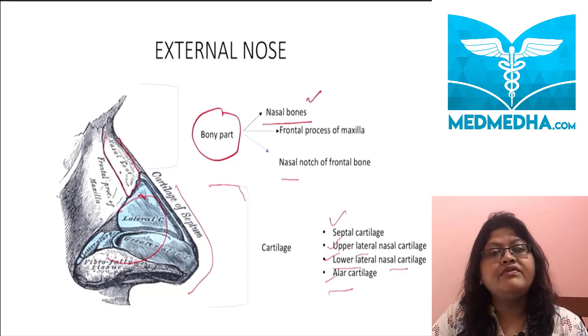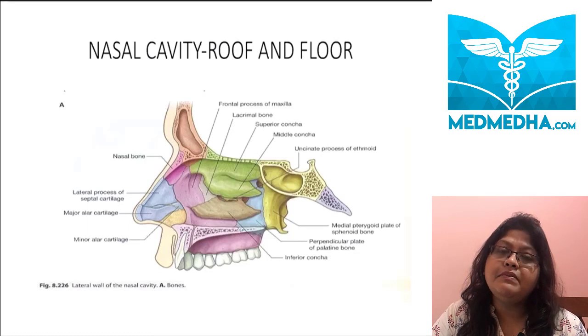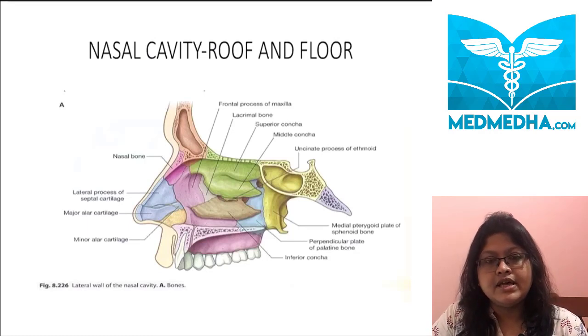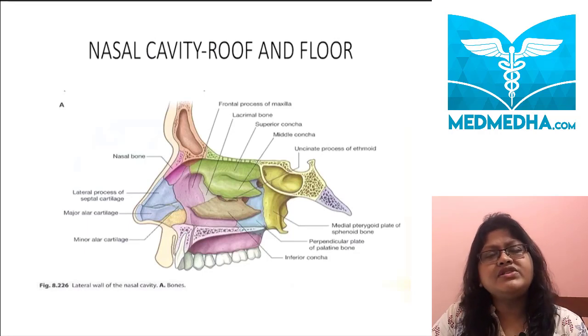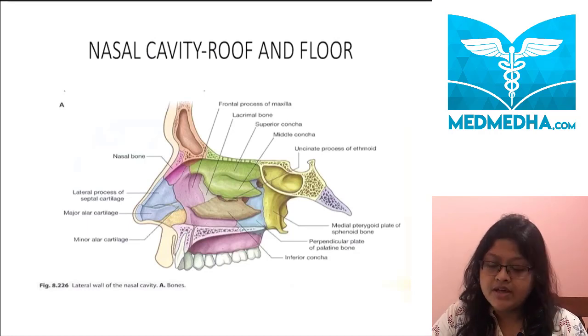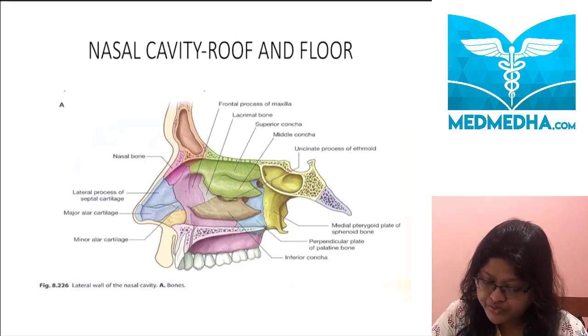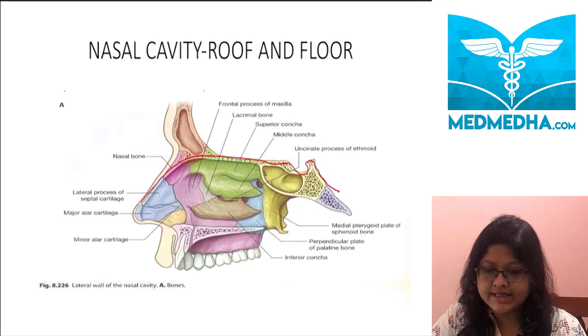So moving on, we will first see the nasal septum or the medial wall of the nasal cavity. But before we go to the medial wall, we will have a small look at the roof and the floor. Obviously, a cavity is formed of a roof, floor, medial wall and lateral wall. So first, this is the roof. This entire part is the roof of the nasal cavity.